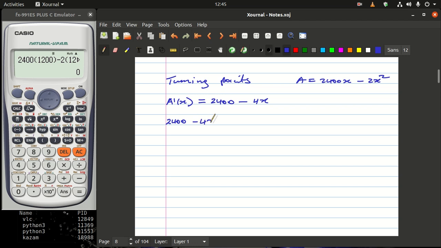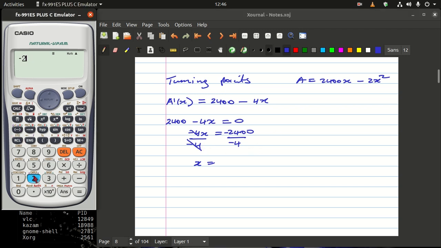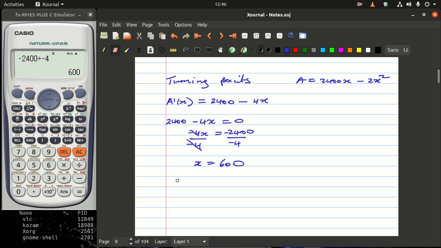2400 minus 4x is equal to 0, and then I take this to the other side. I have minus 4x is equal to minus 2400, because it was positive, it's going to be negative that side. I divide by minus 4 this side, I divide by minus 4 that side. I end up having x is equal to minus 2400 divided by minus 4. So what is the answer? x is equal to 600.